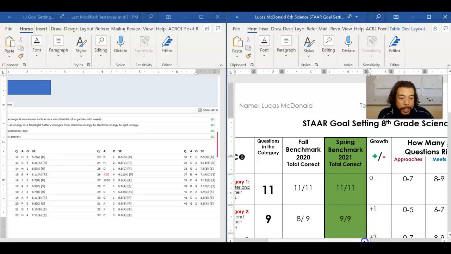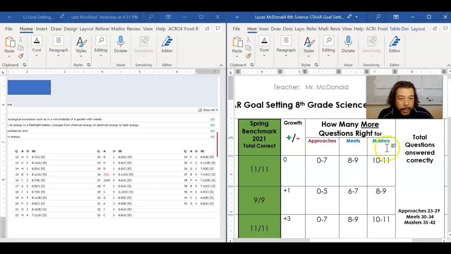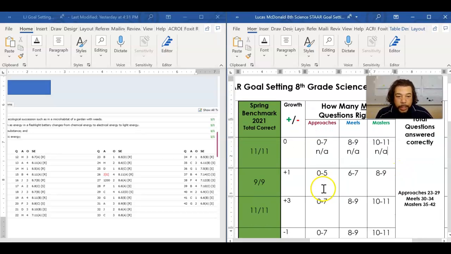So right now he's sitting in a master's area. If we move on to the next column, it's asking how many more questions do you need in order to get to approaches, meets, and masters. So at this point, he doesn't need anything here. He's already surpassed that. He's already surpassed this. And he is here as well. So we want to make sure that now the goal is to maintain. We want to make sure that he is maintaining.